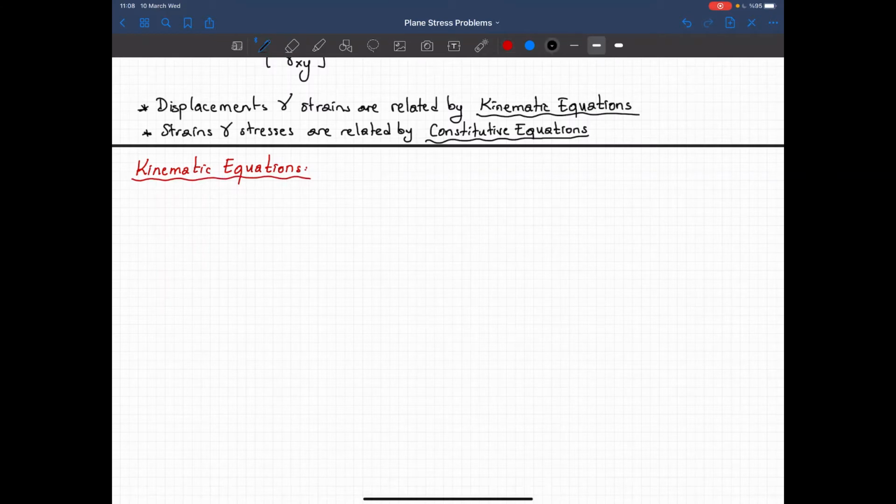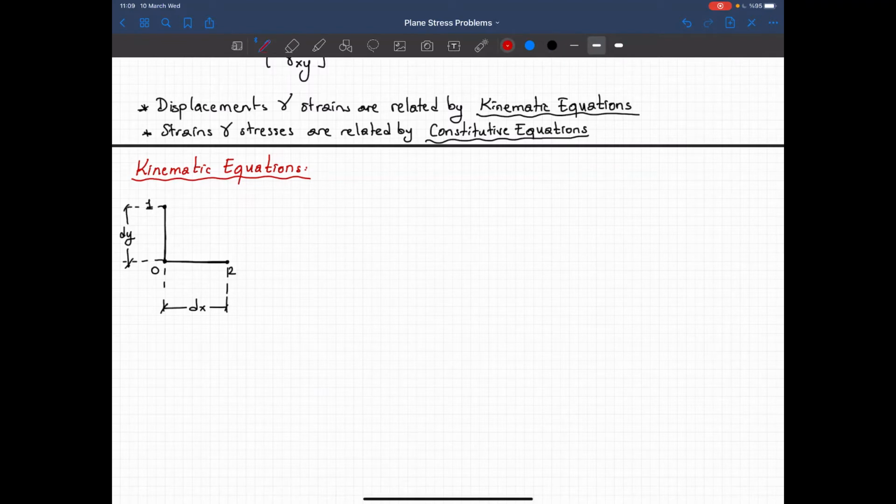So for that, I'm taking one of the edges of that infinitesimal element. So that's point 0, that's point 1, and that's point 2. So the length of 0,2 is equal to dx, and the length of 0,1 is equal to dy.